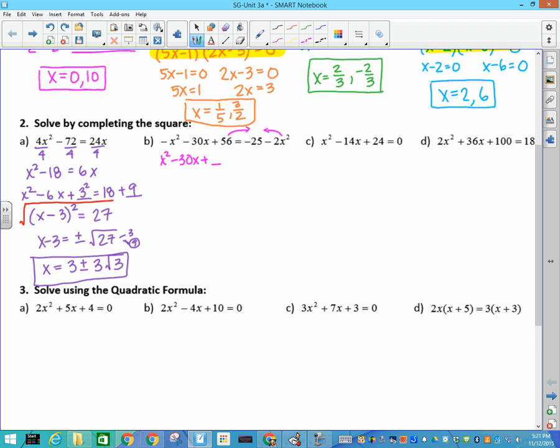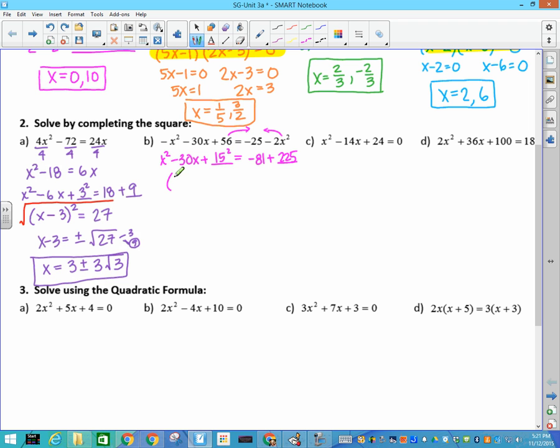I will be adding something to complete the square. And then to take the 56 to the other side would be subtracting. So negative 56 and negative 25 give me negative 81 plus something. So I'm going to complete the square by taking half of that number and squaring it. So 15 squared is 225. And then I'm ready to factor.